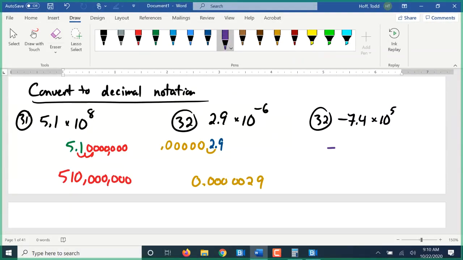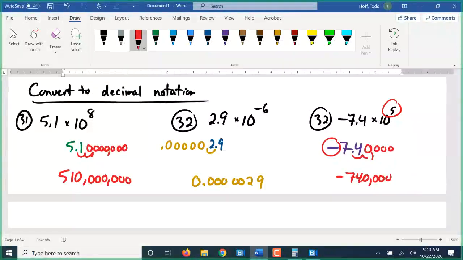Now the negative does not affect anything up front there. So I start out with my negative 7.4. 10 to the 5th means I have to move the decimal point 5 spots. It's a positive 5. So this gets larger. So I go 1 and I fill in my zeros. 2, 3, 4, 5. This is a negative 740,000. So notice this negative up front does not affect the power of 10 at all.